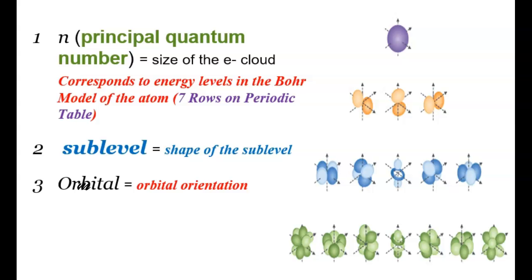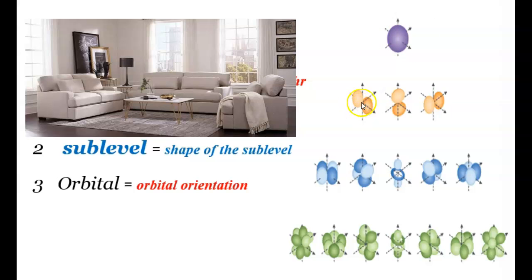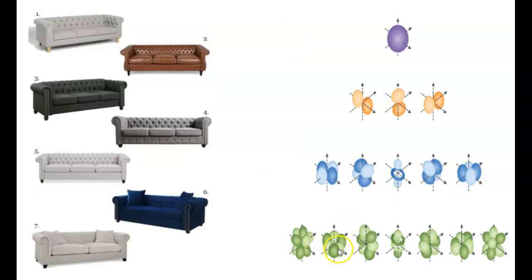The third quantum number represents the orbital, which is the arrangement of the orbital in space, which corresponds to the couches in the rooms. When you have a hotel, you have rooms, and every room has furniture. So we're going to designate the furniture to be couches. The S rooms have 1 couch. The P rooms have 3 couches. The D rooms have 5 couches. And the F rooms have 7 couches.